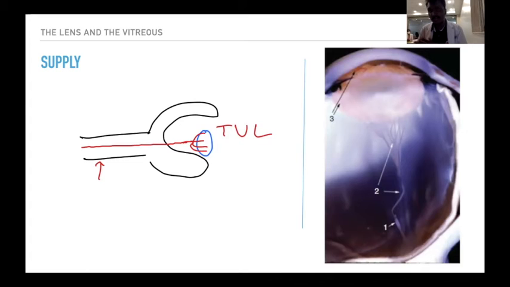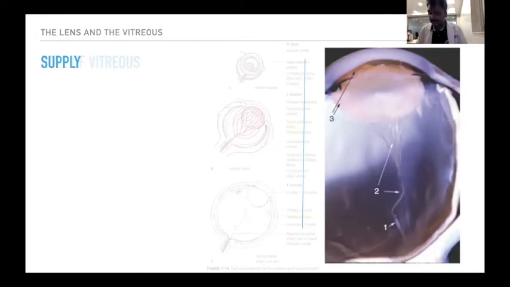This is a very good picture of how it is happening. Now, why am I mentioning that this is happening? It is actually going through the vitreous. It is forming something known as the canal of Cloquet, which goes in the canal and supplies the lens. Now, what is the significance behind this?